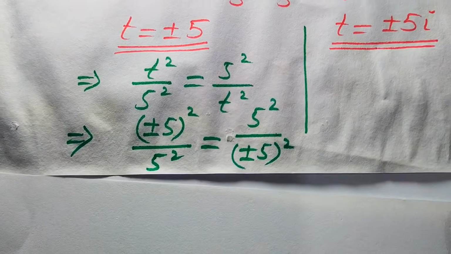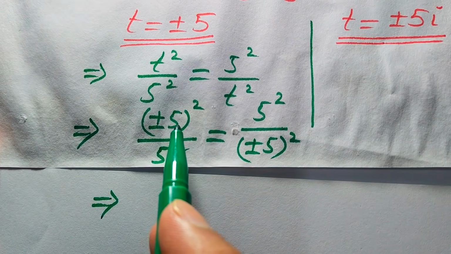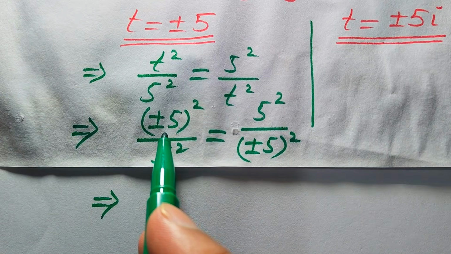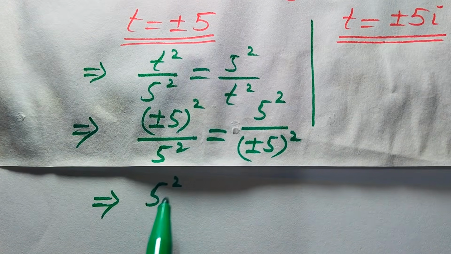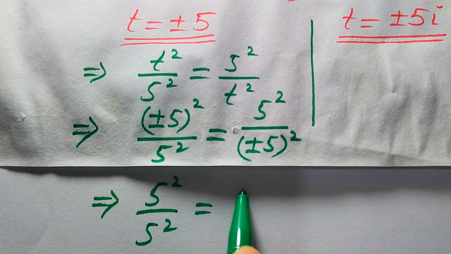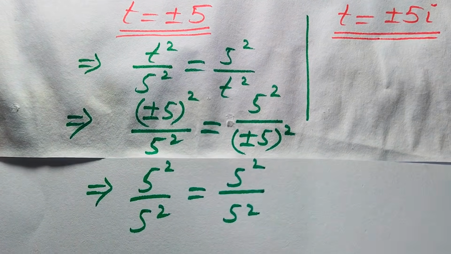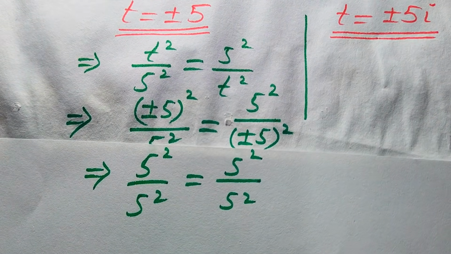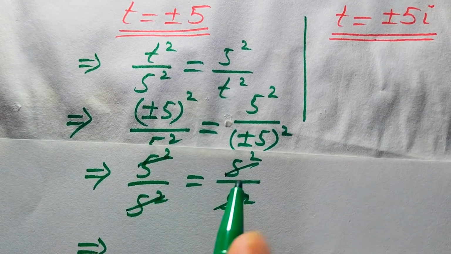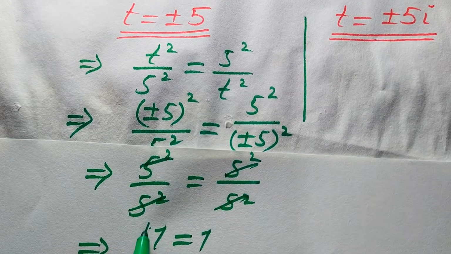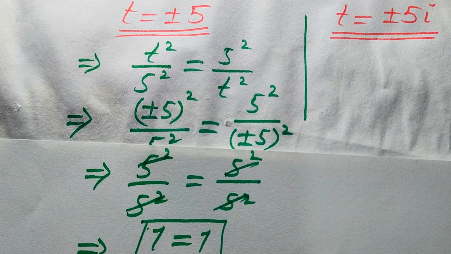And further in the next step we need more simplifications, and here you know that when we apply the square on a plus minus sign, the square of a positive or negative term becomes positive. So both of these two values are written as 5 square divided by 5 square is equal to 5 square divided by 5 square. So in the next step you see that this and this are gone, this and this are also gone, and we get here 1 is equal to 1. This shows that the value t is equal to plus minus 5 satisfies our given question statement.